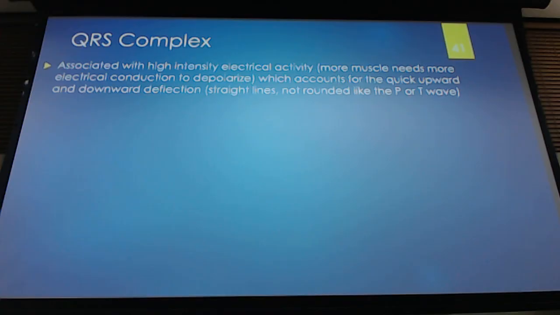Because this is associated with a lot of electricity being generated, that's why we have that quick up and quick down. When we have wider QRS complexes, there's something going on with the amount of energy being exhibited, and it's going to change the width of that QRS complex. It's going to get longer, or you can have really narrow ones if you have even more or quicker depolarization occurring.